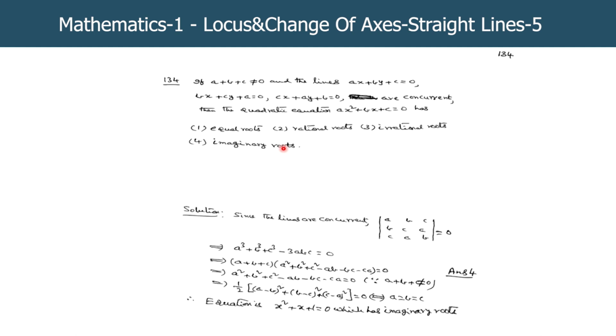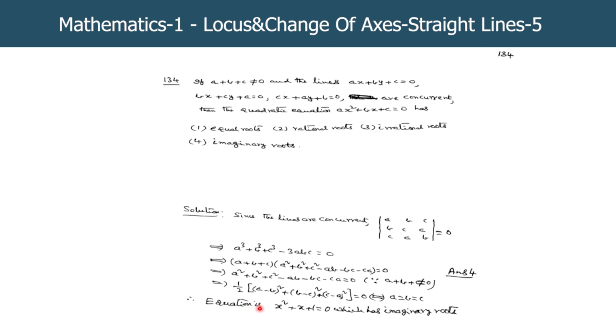That implies, if you expand it, A cubed plus B cubed plus C cubed minus 3ABC is equal to 0. If you factorize, it is (A plus B plus C) into (A square plus B square plus C square minus AB minus BC minus CA) equal to 0. But A plus B plus C is not equal to 0. So therefore, A square plus B square plus C square minus AB minus BC minus CA is equal to 0. That is half of [(A minus B) whole square plus (B minus C) whole square plus (C minus A) whole square] equal to 0. This holds if A is equal to B is equal to C.